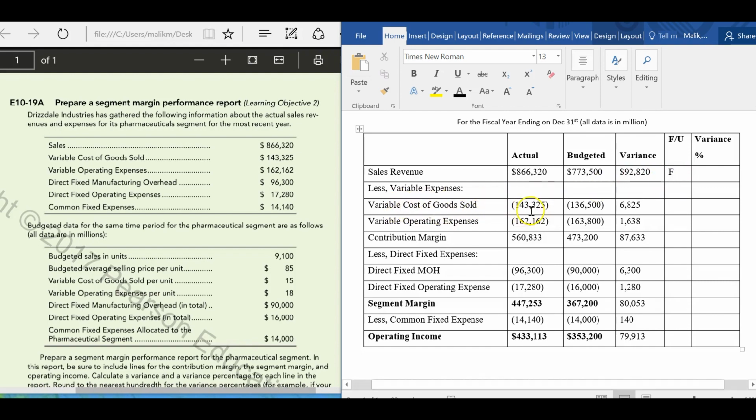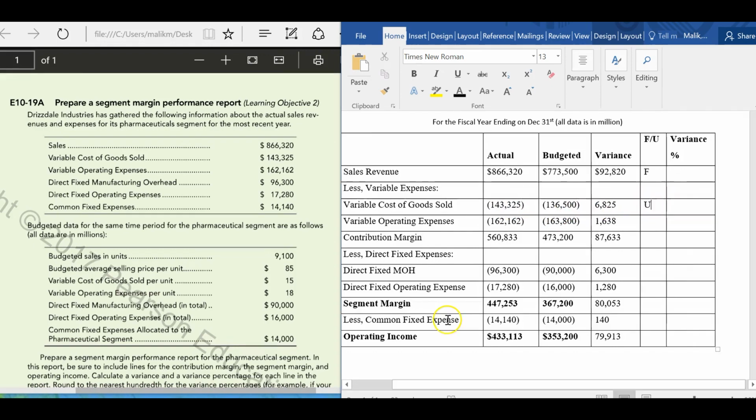Now, cost of goods sold. Remember, cost of goods sold is an expense. Now compare this to actual versus budgeted. Actual expense is higher than the budgeted one. So it's an unfavorable one.